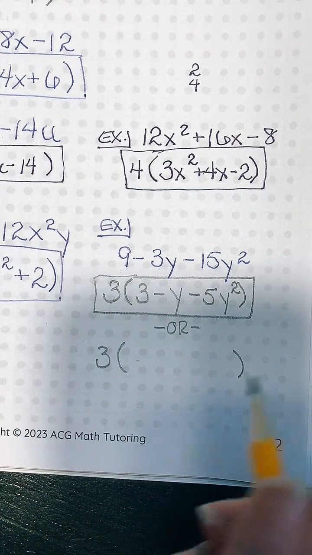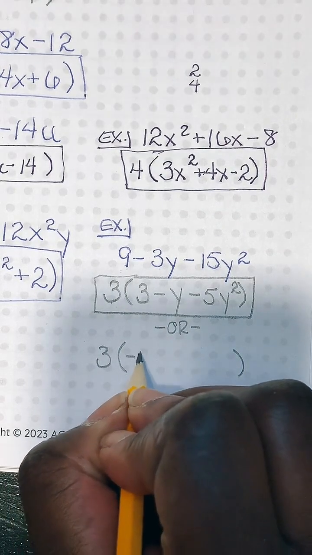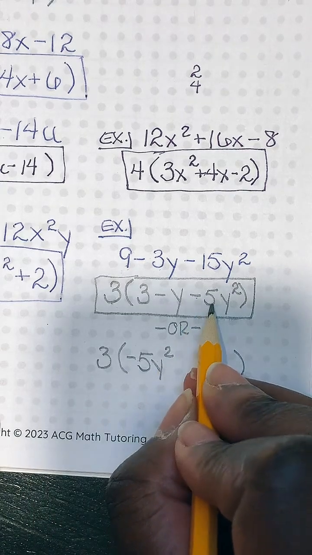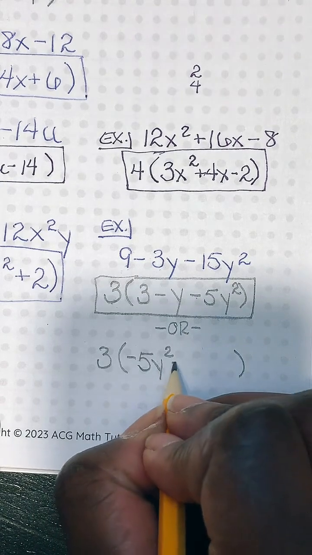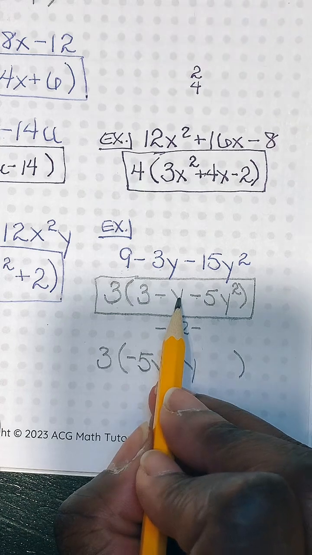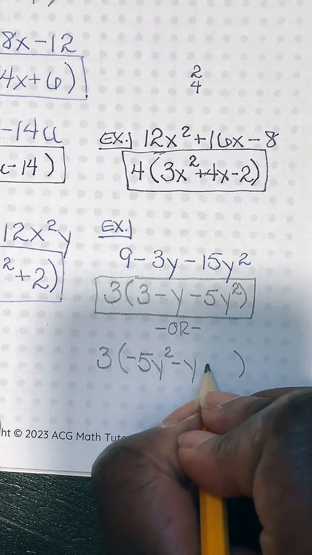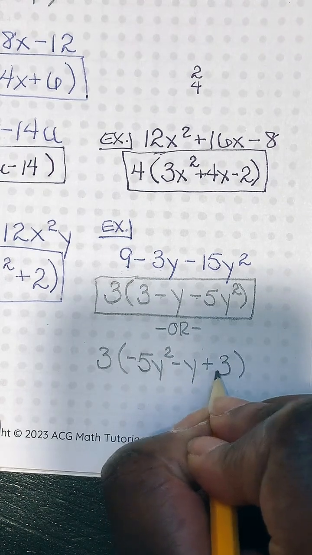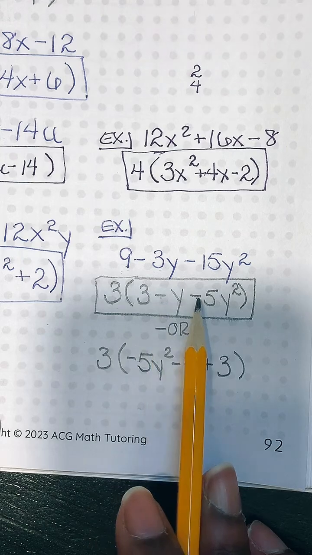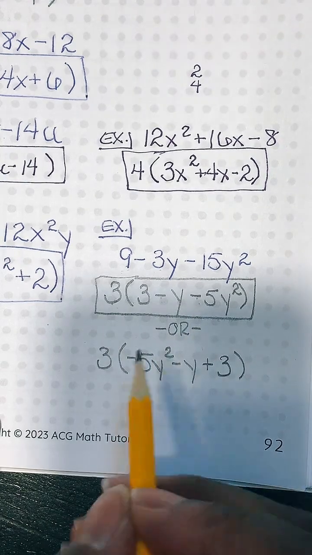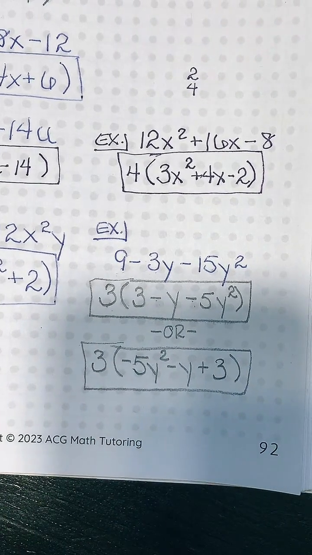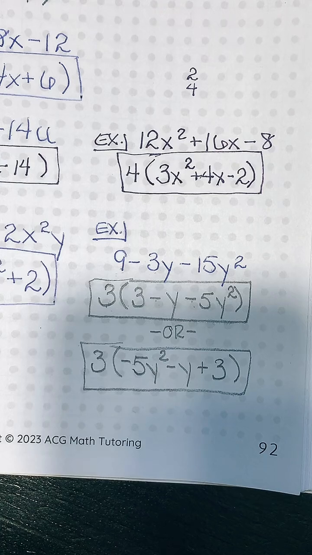Okay, and too cool for you says we have a negative 5y squared because this minus sign is going to the 5. Then we have our negative y because this minus sign is going to the y. And this 3 is a positive 3. Remember, the sign is always to the left of the number. All right? So you can either have it that way or this way. Okay. I've just been doing that.